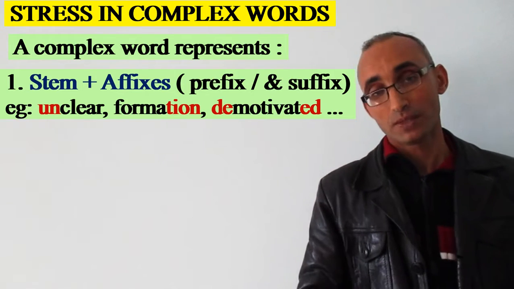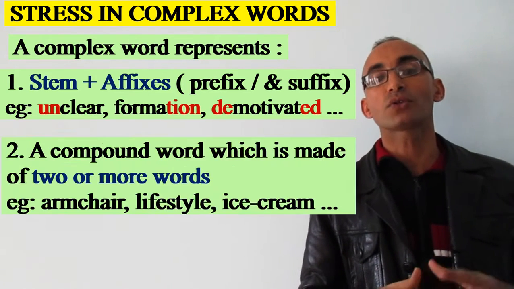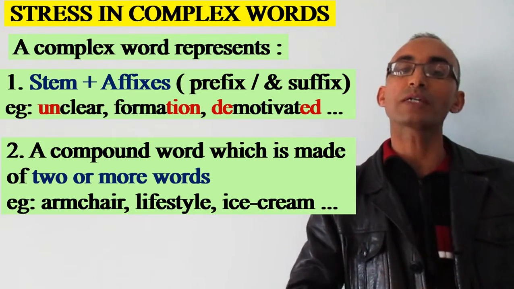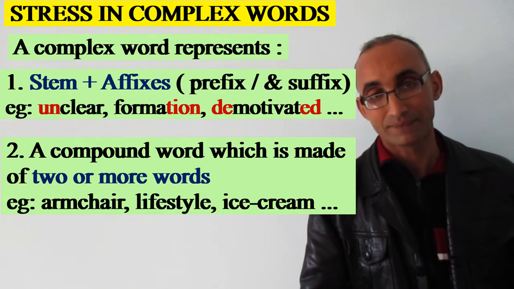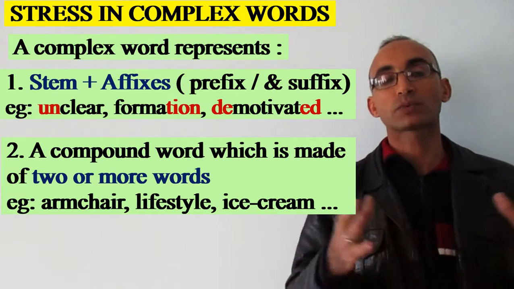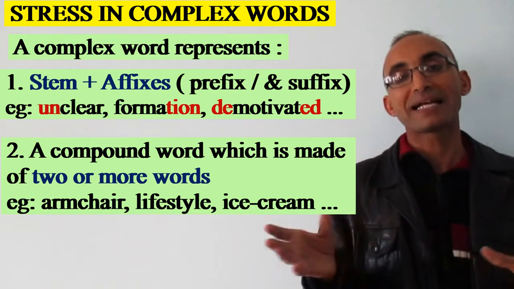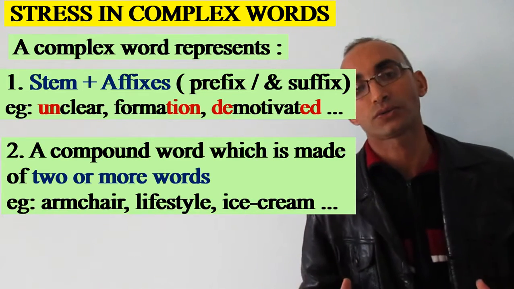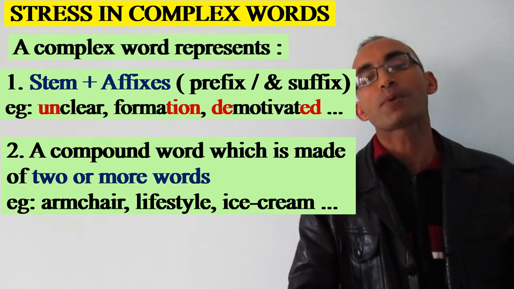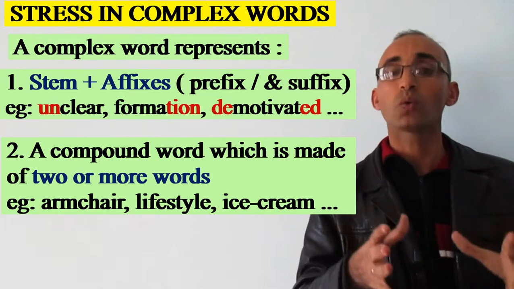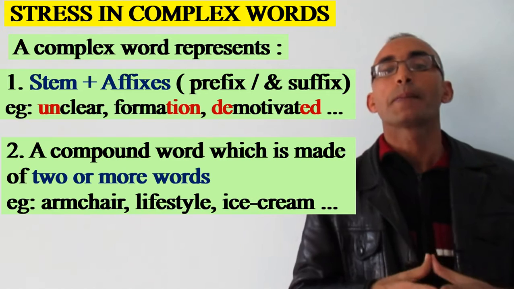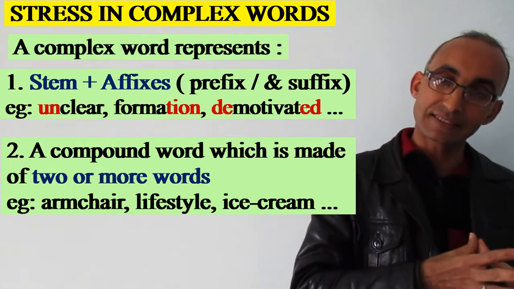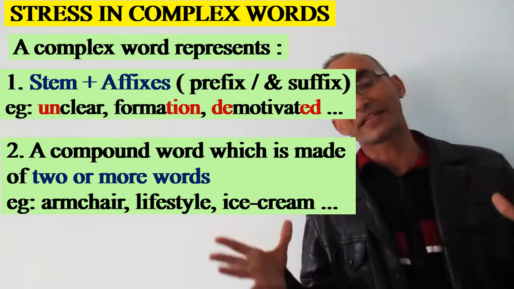Also, a complex word can be composed of two or more words. In fact, it's a compound word, and we have seen this case in our previous lesson. Clear? So, I repeat, complex word means either stem of the word plus affixes or a compound word of two or more words. Now, let's focus on the first type of complex words, which is word stem plus affixes. Of course, when we say affixes, we mean prefixes and or suffixes.